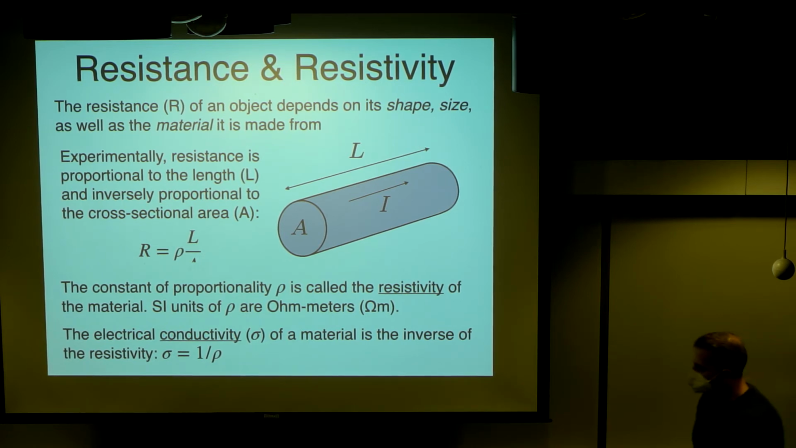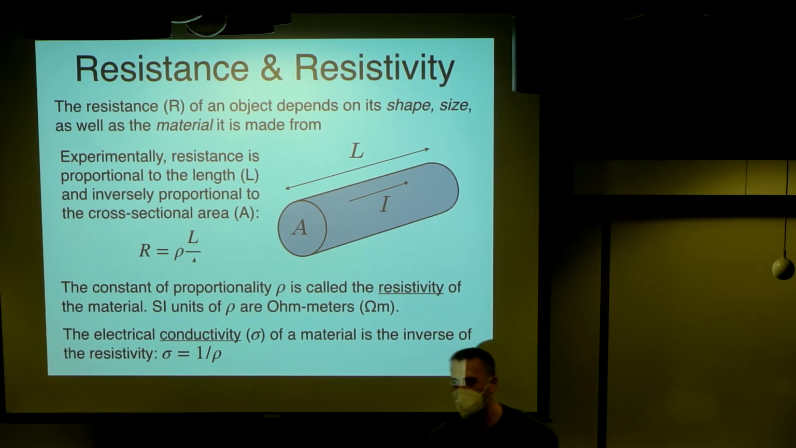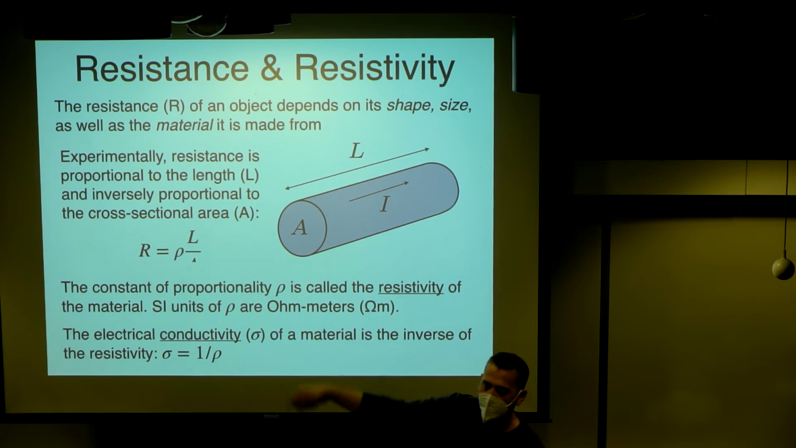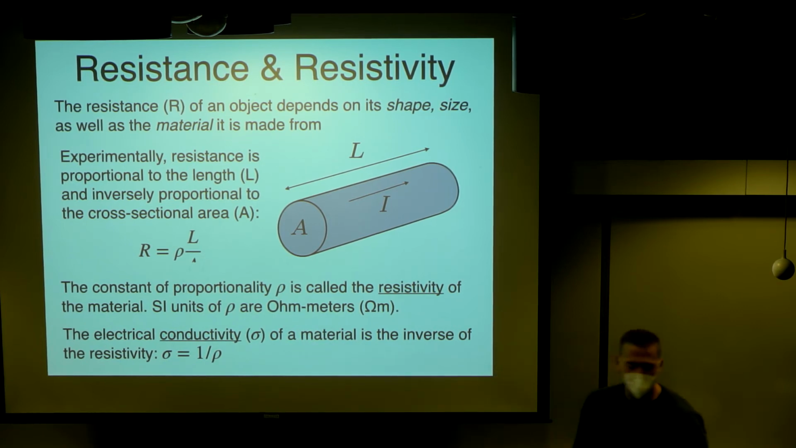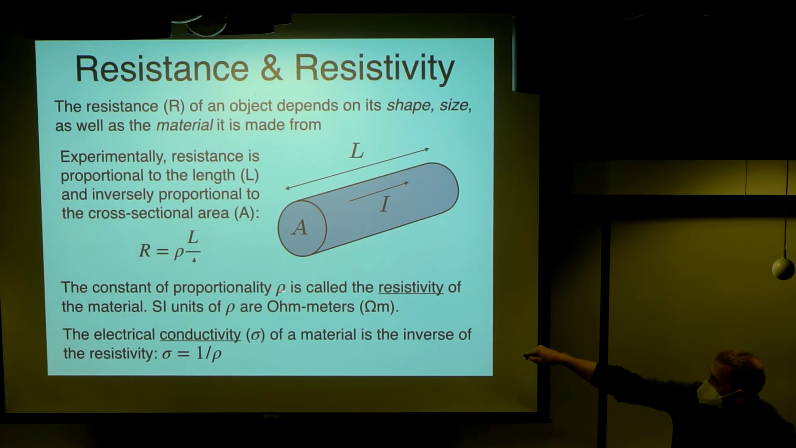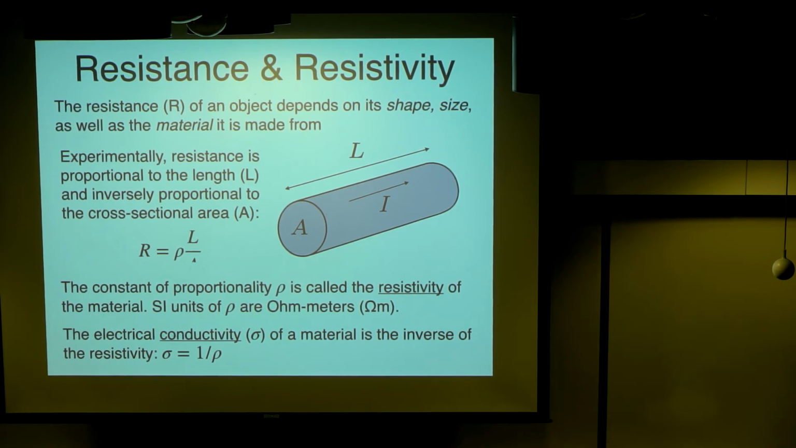So, for example, if we're using a very low resistivity material, we're going to get a very small value of R as a result of that. If we have a high resistivity material, we're going to get a high value of resistance out of that. So the constant of proportionality rho, let's talk about its units. The SI units of this thing are ohm meters. Let me go through real quick why the units work out that way.